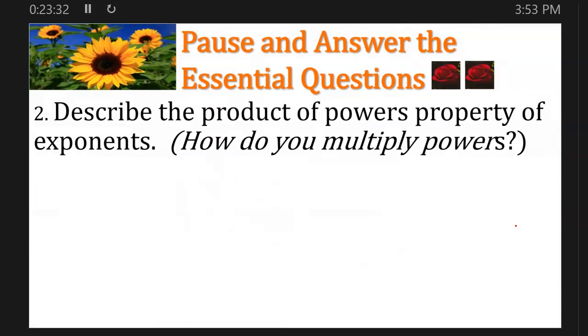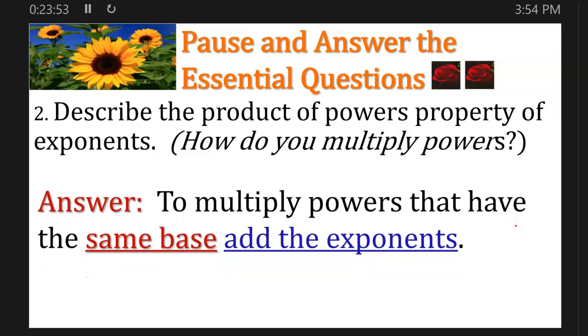All right, our second essential question. Describe the product of powers property of exponents. How do you multiply powers? So try to remember the rule for multiplying an exponential number or an exponent times an exponent. All right, let's see. To multiply powers that have the same base, add the exponents. And so we're going to keep that base and just add the exponents.